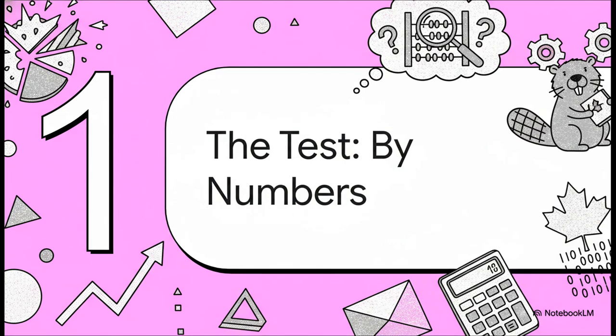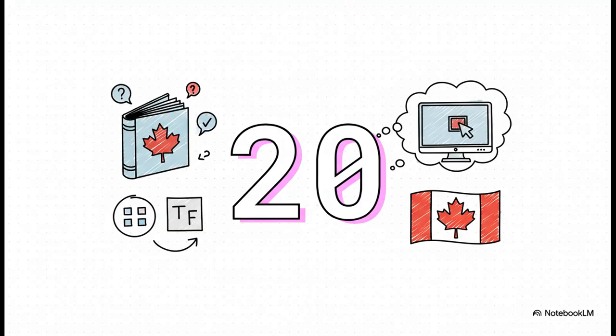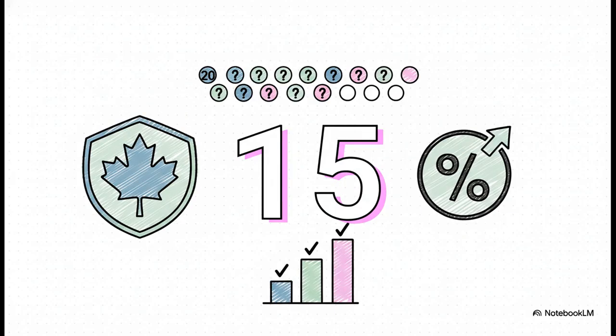First things first, let's break the test down by the numbers. Honestly, it's the fastest way to get a really clear picture of what you're up against. You're looking at 20 questions in total. It's going to be a mix of multiple choice and some true or false. And the best part? They are all pulled directly from the official Discover Canada study guide. And this is the magic number. To pass, you've got to get at least 15 of those 20 questions right. That works out to a 75% score. And don't worry, you get 3 chances in total to pass it.